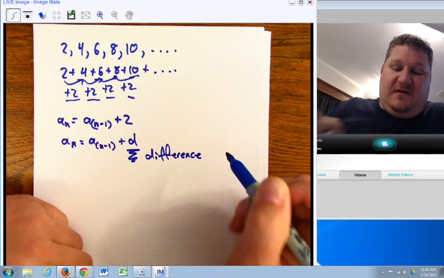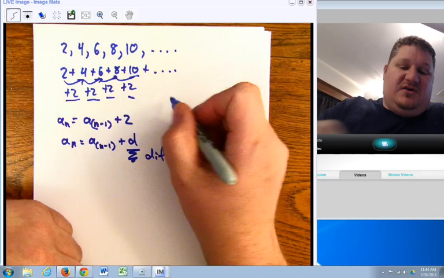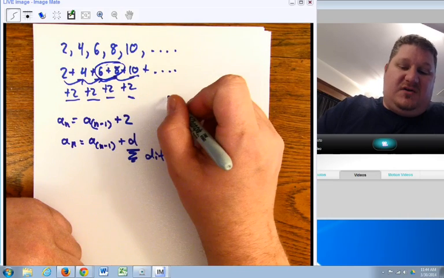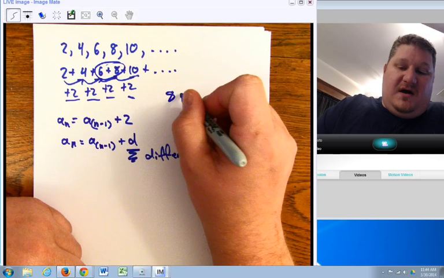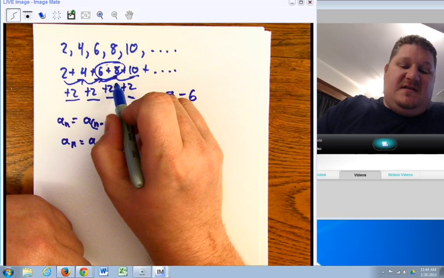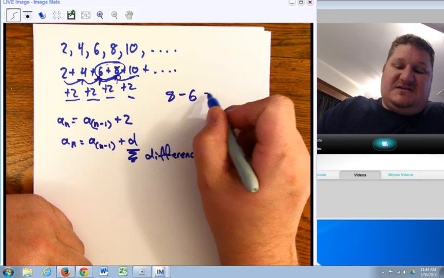Now you say, well, how in the world do I figure out what the difference is? Well, you can take any two numbers you want. In that case, we'll take 8 and 6, and we'll take the larger minus the smaller. What I mean is the larger term minus the smaller term, because in this case, 8 minus 6 is 2.